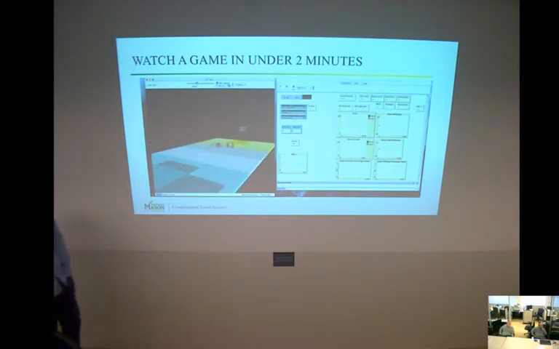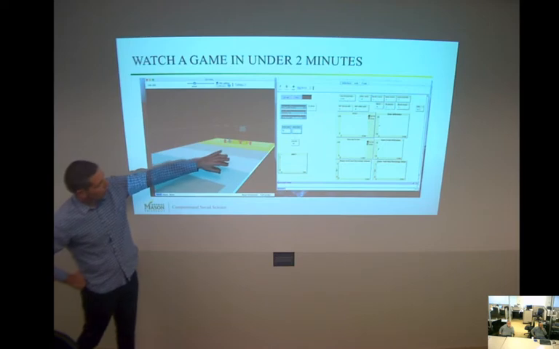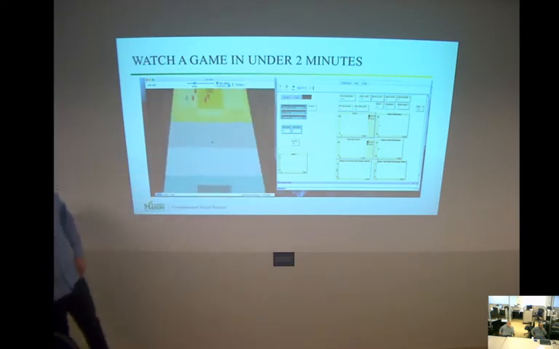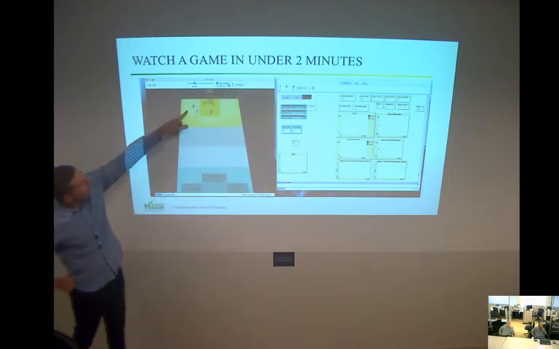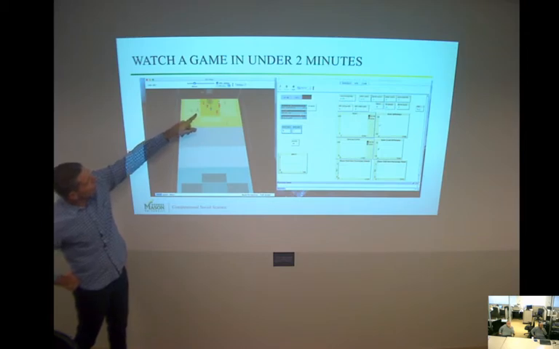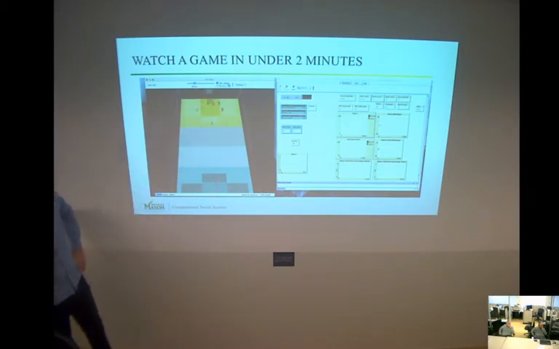If only Brent was here, he could narrate this. And I just slow it down here just to show you some of the stuff that goes on. So you can see the player who's got possession of the ball is grey, and then he has the ball.